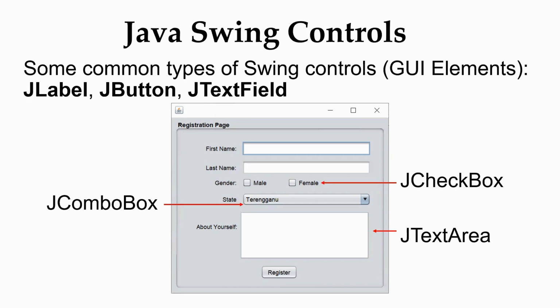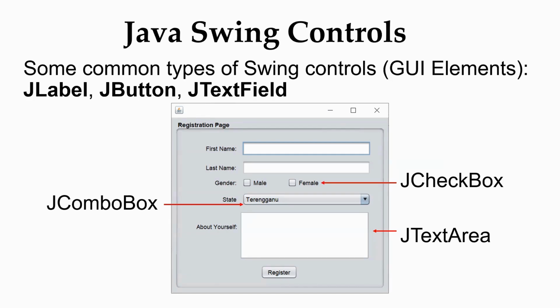In simple words, Swing controls are the graphical user interface elements that you can add to the interface that you are going to design. What we have seen earlier are the most common types of Swing controls, for example, the JLabel, JButton, and JTextField. In this video, I'm going to show you how you can create a registration page like this, where we are going to explore more different types of Swing controls.